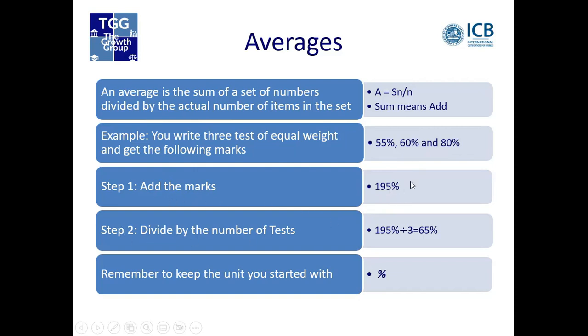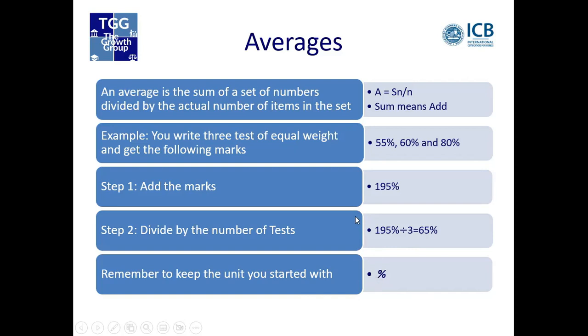And then you divide the total by the number of tests. How many tests did you write? 1, 2, 3. So we say 195% divided by 3, and then we get the average there of 65%. And as I already said, just remember to keep the unit that you started with. If you started with percentages, then you will stick with percentages.